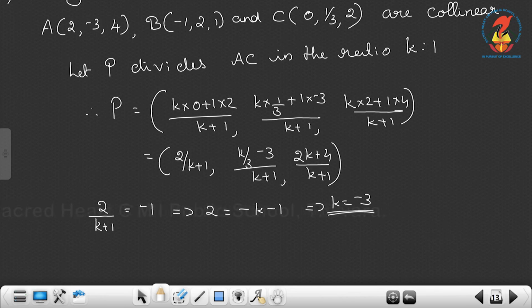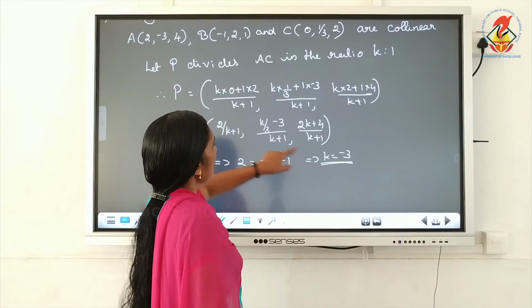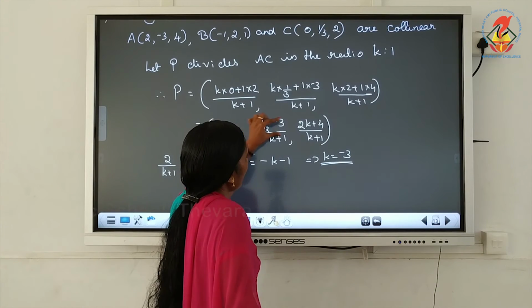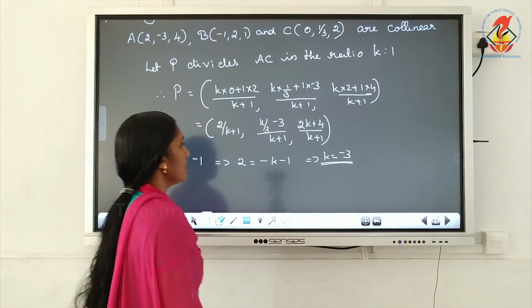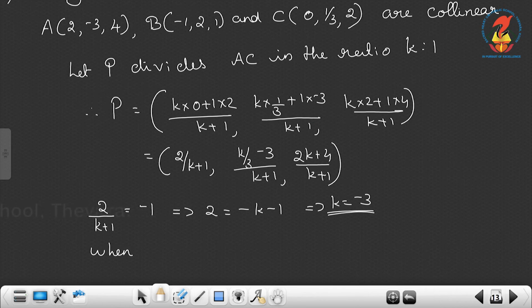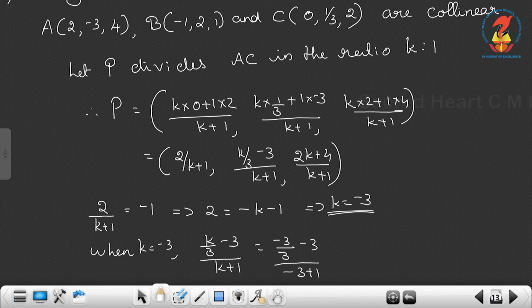Okay. Now we have to verify. That means substitute this k in the second and third coordinate. So when k is equal to minus 3, what about the second coordinate? (k by 3 minus 3) by (k plus 1) becomes (minus 3 by 3 minus 3) by (minus 3 plus 1). Minus 3 by 3 is minus 1, so minus 4 by minus 2. What is it? 2. 2 is the second coordinate of B.